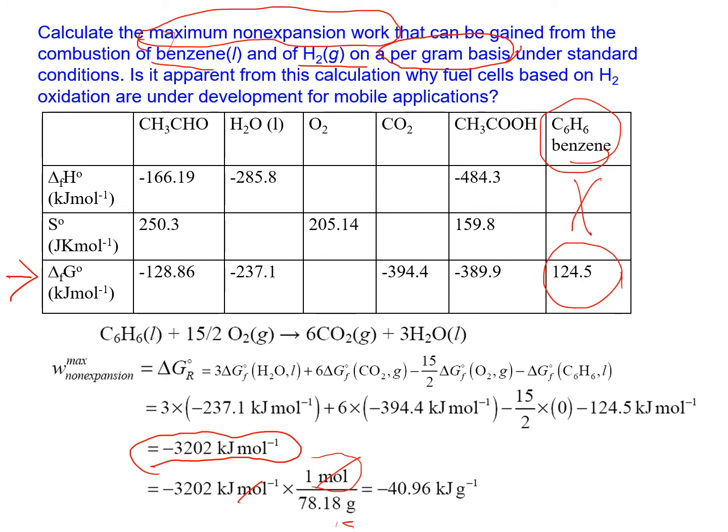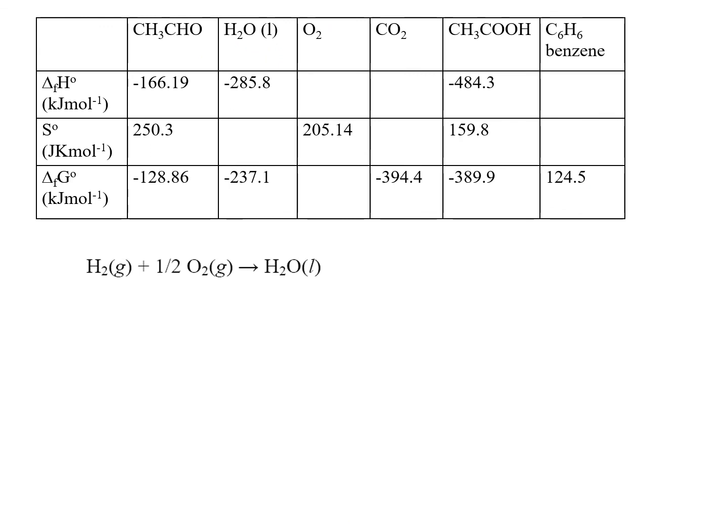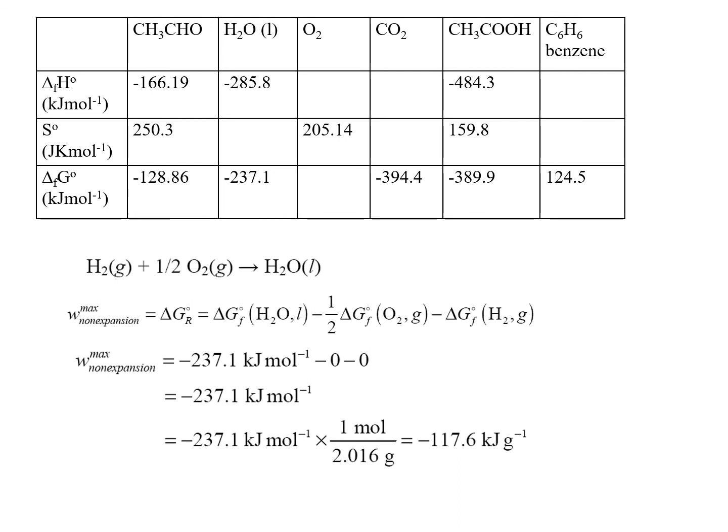Similarly, we calculate the hydrogen fuel cell. So hydrogen and oxygen will form water. The formation Gibbs energy for oxygen is 0. Formation Gibbs energy of hydrogen also 0. So all you need is this one. The maximum non-expansion work for hydrogen fuel cell equals the standard reaction Gibbs energy, which is the formation Gibbs energy of the product minus reactants. The reactants are both zeros.